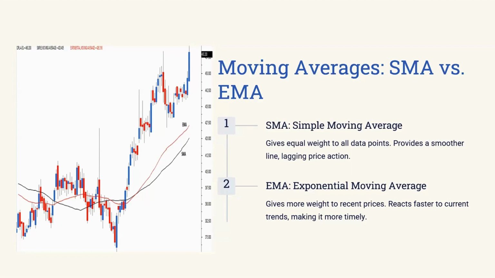The first one is the simple moving average. This is the arithmetic mean of a security's price over a given number of periods. For example, a 50-day SMA adds the last 50 days' closing prices and then divides by 50. Each new day, the oldest price drops out and the new price is added. So for a smoother line, by giving equal weight to all data points, it creates a very smooth line, which is excellent for identifying clear long-term trend direction.